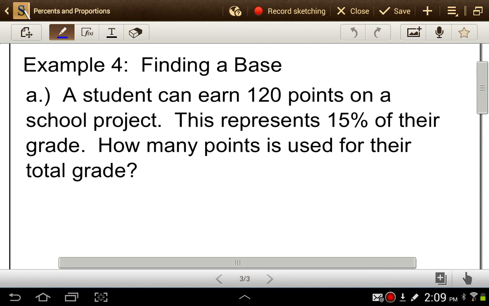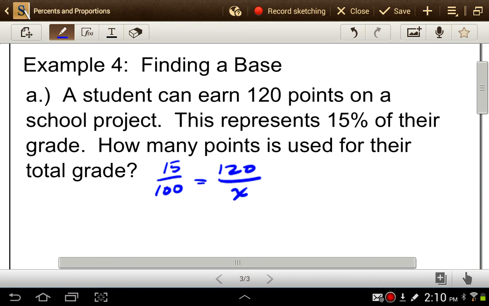So again, I'm going to do percent over 100, 15 over 100. 15% equals 120, which is only a part of all of the points in the class. That's one project, one part of them. The base amount is how many points my class is worth, and that I don't know. So that's going to be my x. Now I can do cross products again.